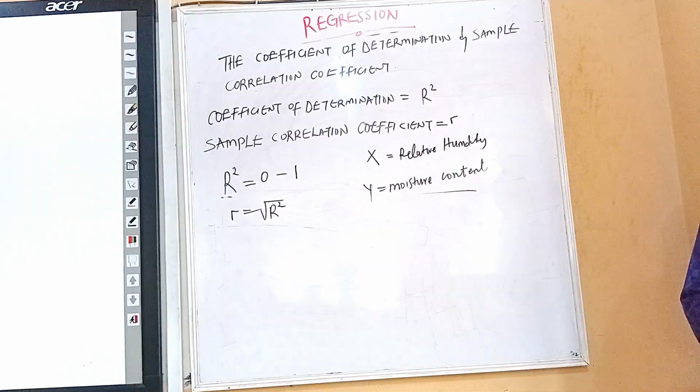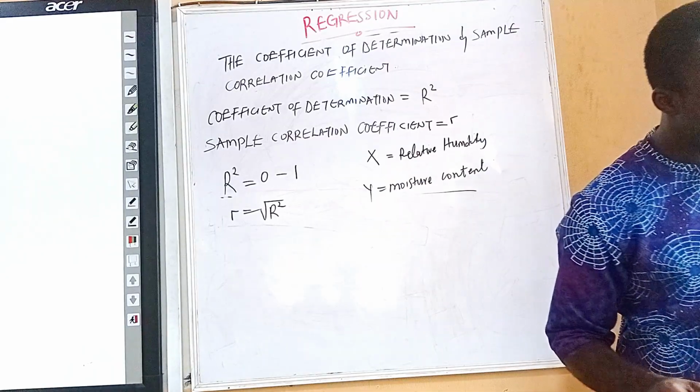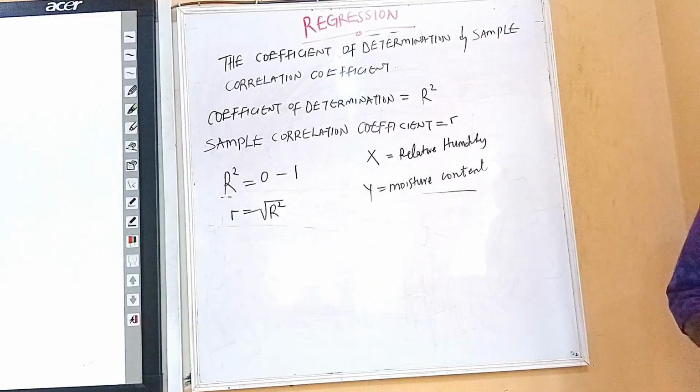That's for R squared. Then for R, please can we take that one again?